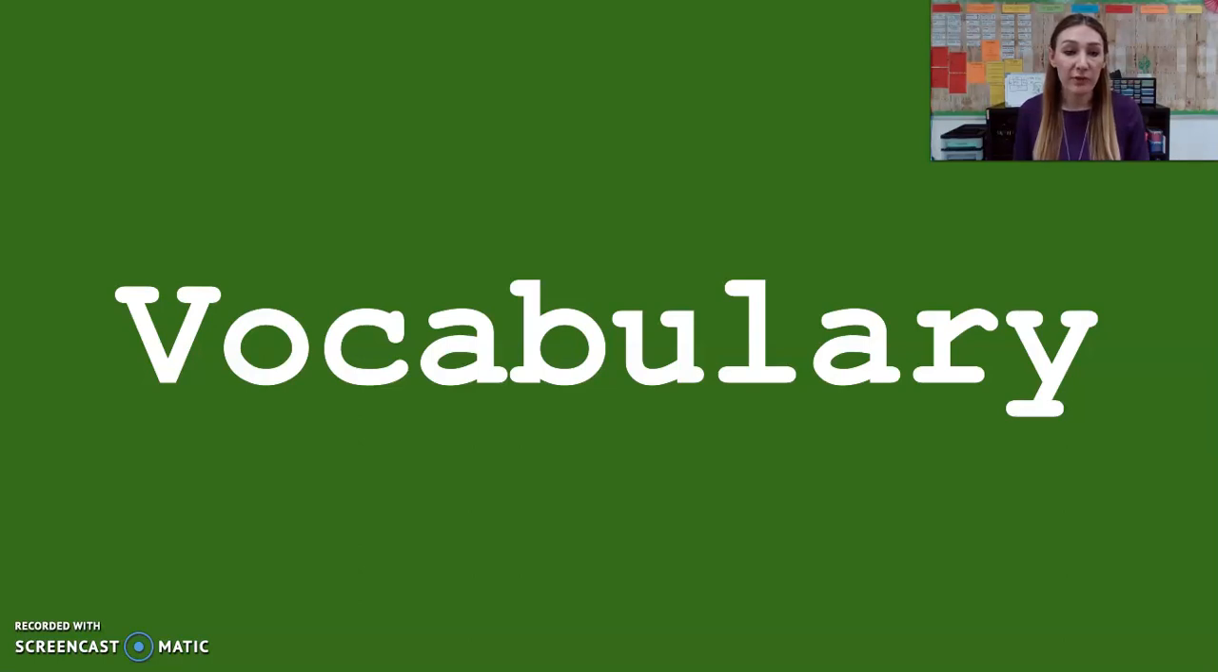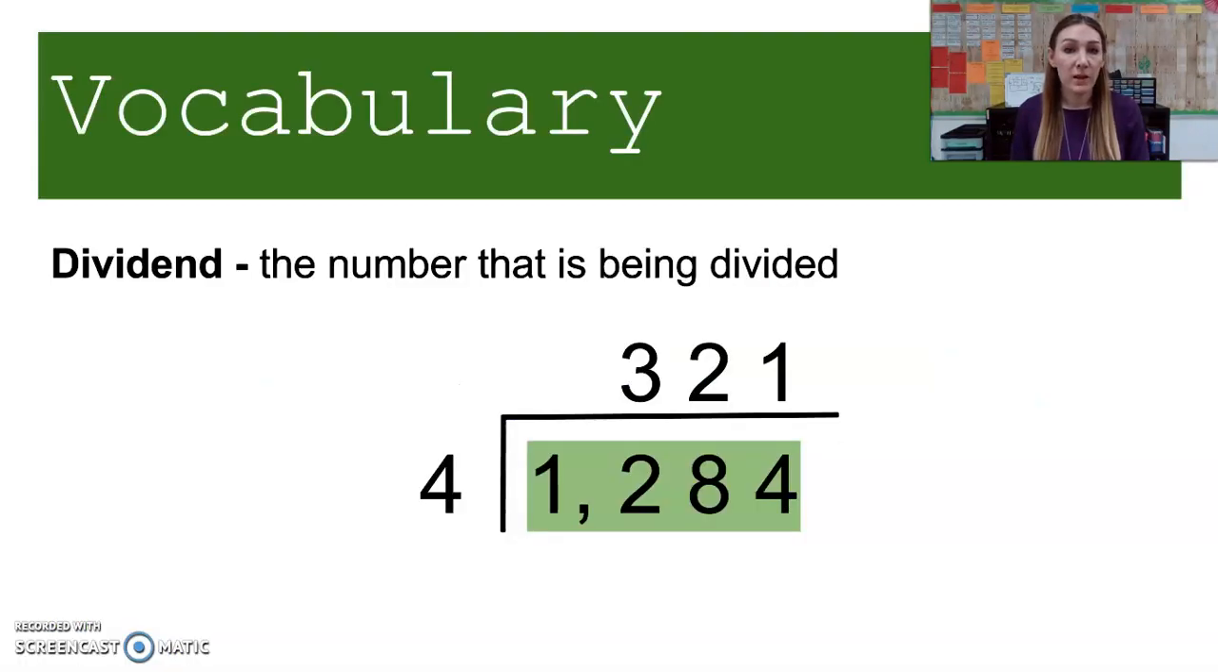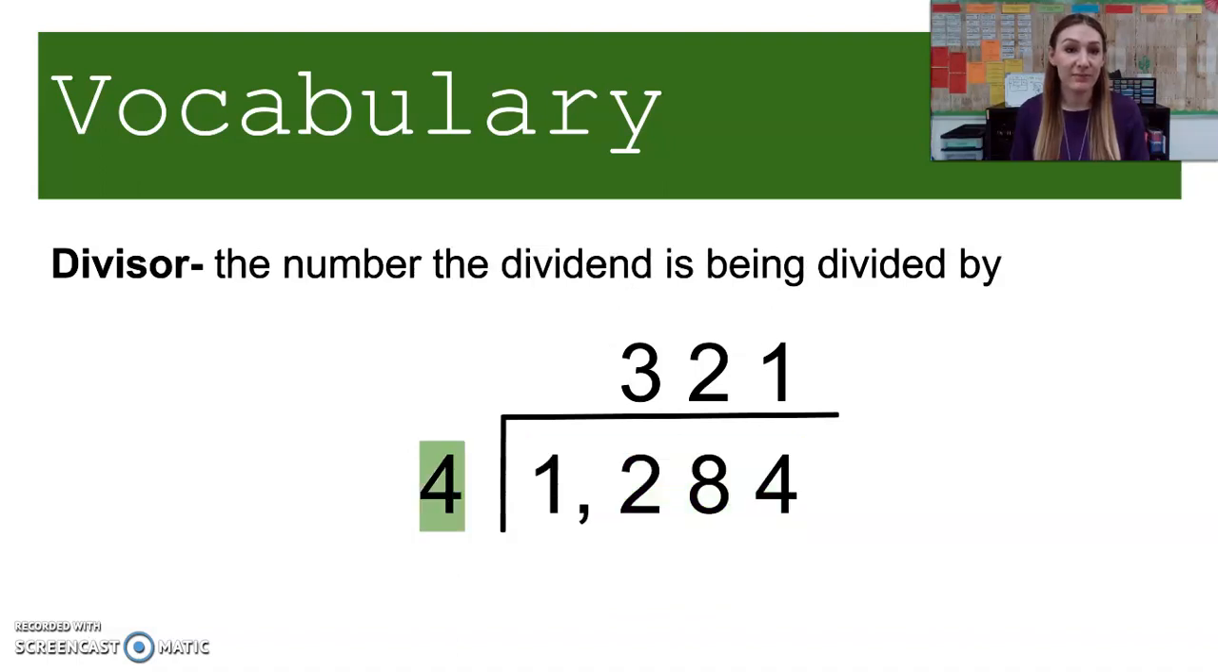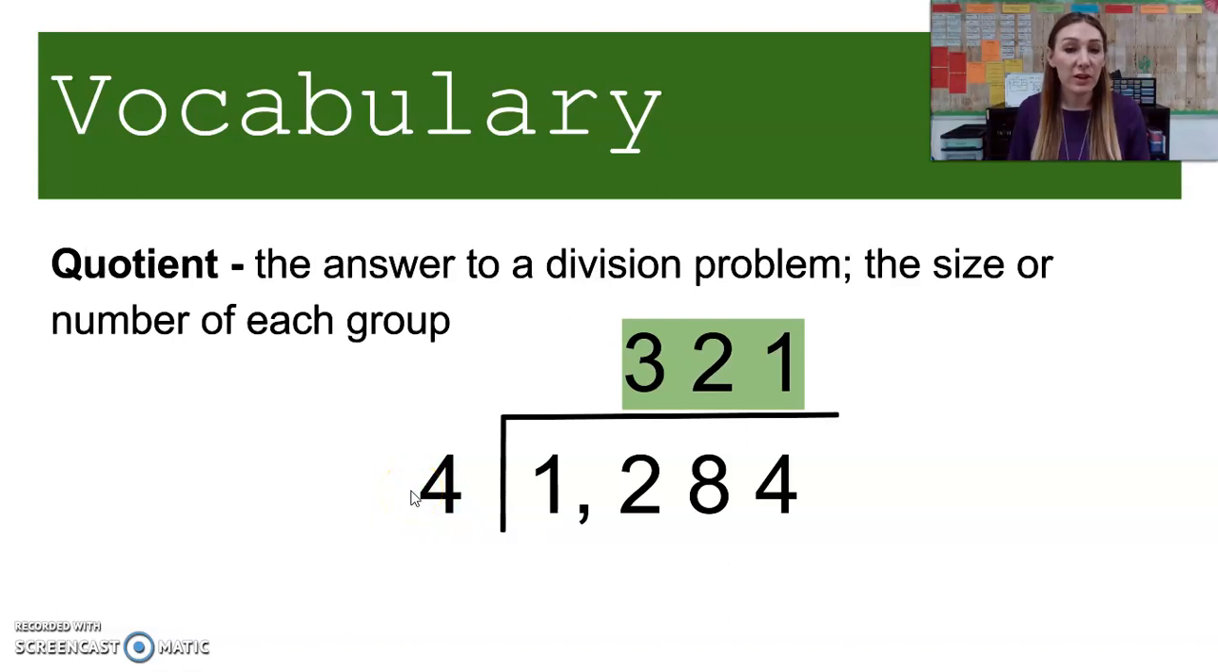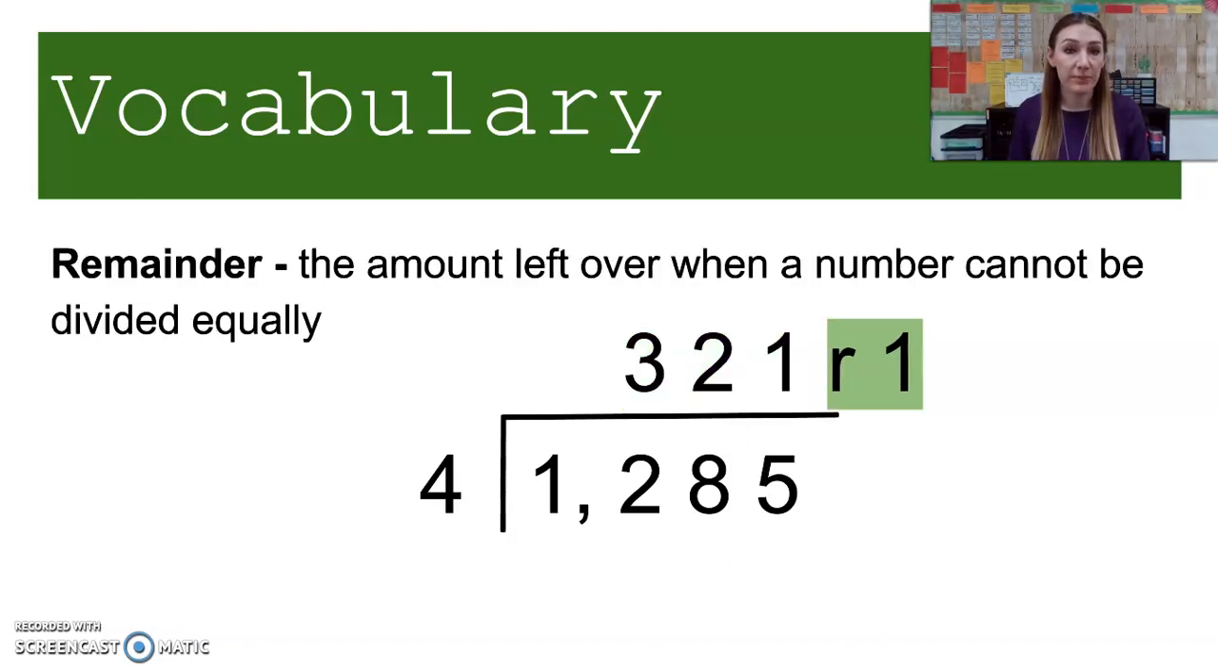Let's look at our vocabulary for this lesson. A dividend is the number that is being divided. So I like to remember divide in, dividend. Divisor is the number the dividend is being divided by. So this is the number that's going to be on the outside. The quotient is the answer to a division problem. This is also the size or number of each group.